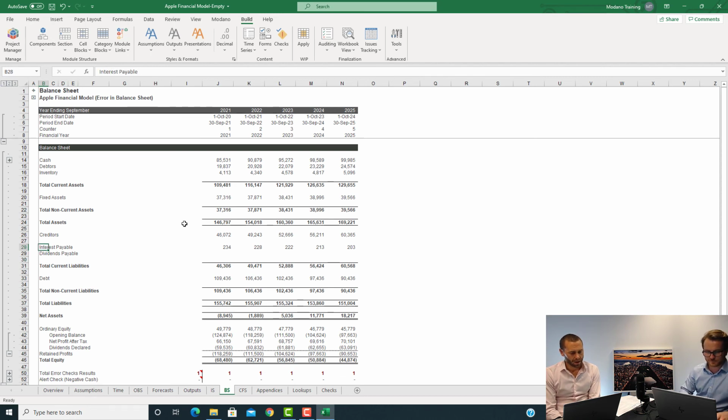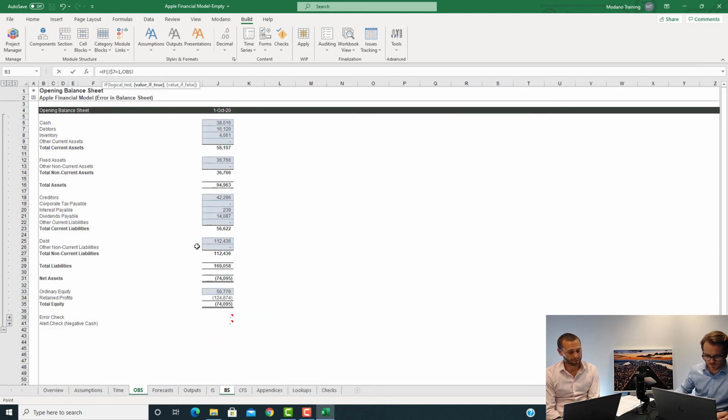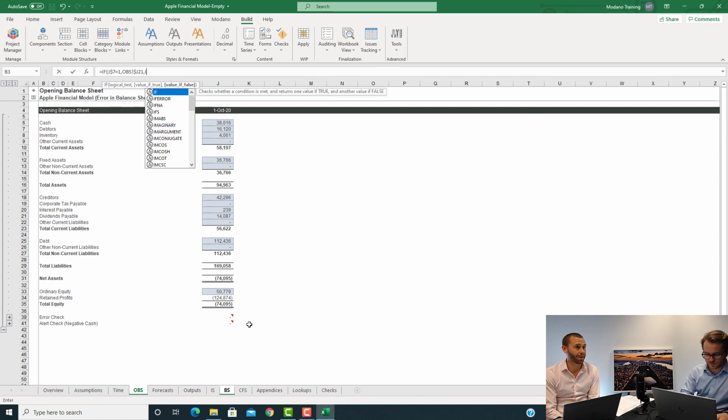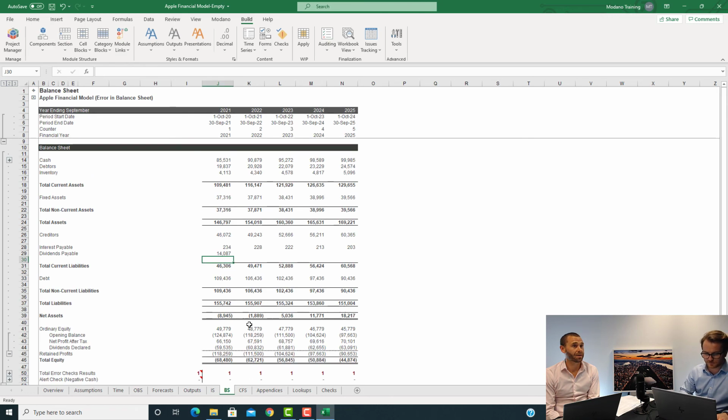And then in J29 we're going to do equals if it's the first period, if J$7 equals 1, then put the opening balance sheet dividend payable number, which is $J21. Otherwise, you want to do the prior period, I29, the prior period balance sheet number. I29. Yep, the prior period.